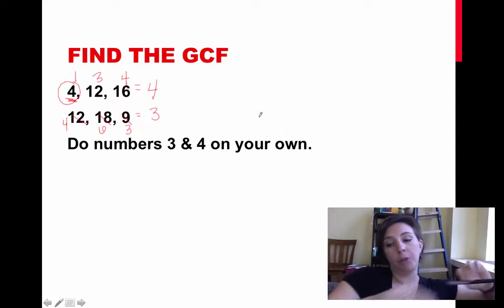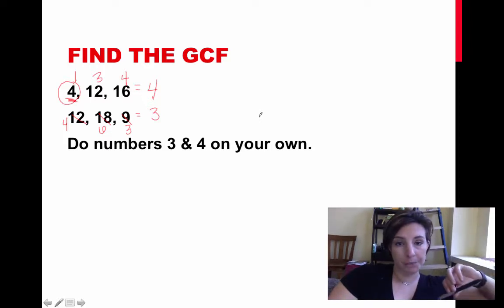So you guys are going to do numbers 3 and 4 on your own, on your notes. Find the greatest common factor.